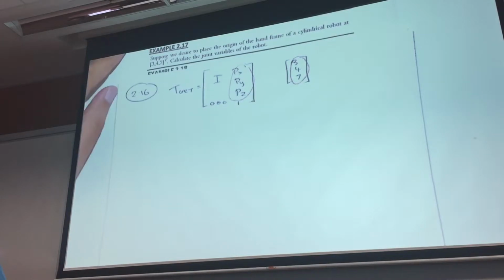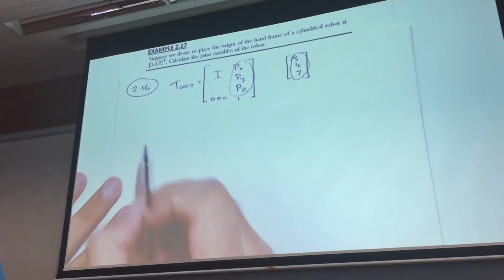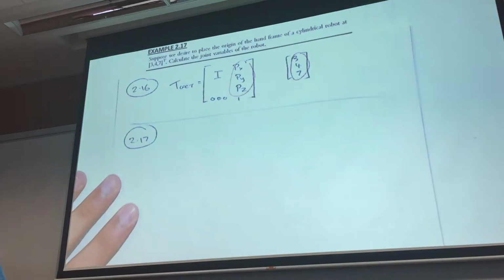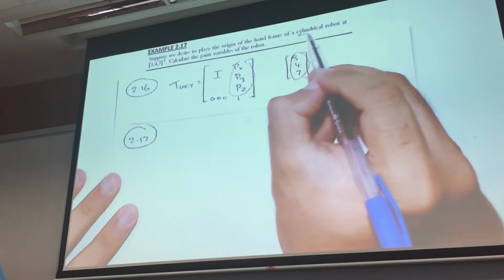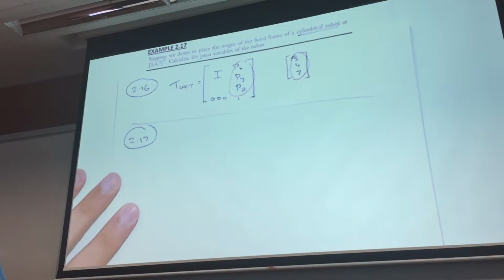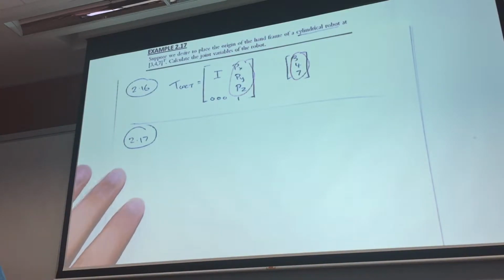Okay, 2.17. Now we want to place the origin of the hand frame of a cylindrical robot at 3, 4, 7. Find the joint variables of the robot. What are the joint variables of this robot? How many angles and how many lengths do you have for cylindrical?